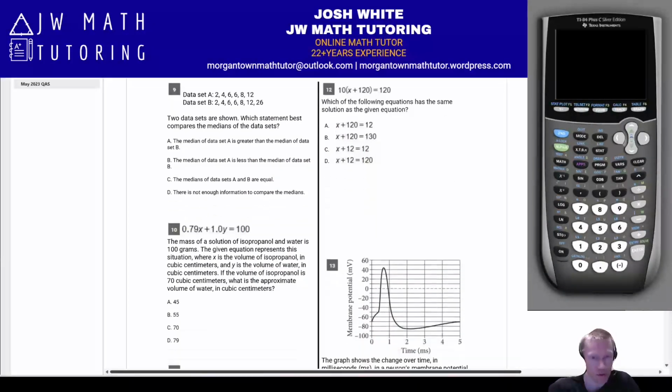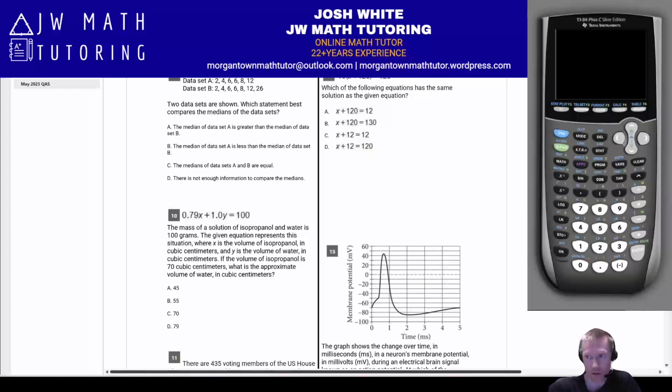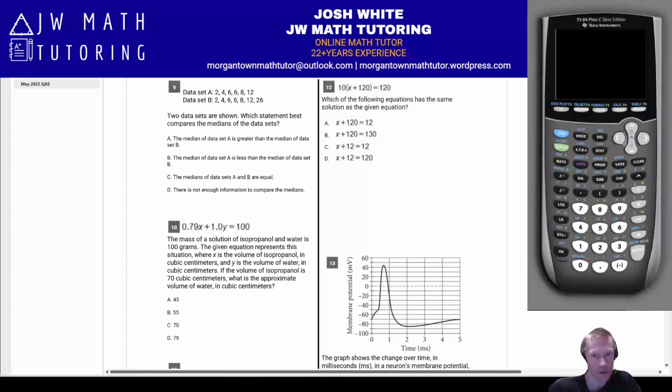Moving on to the next page, here we have some data sets for problem number 9, comparing the median of these two data sets. For the first one, notice we have 6 total items. That means the median is going to be the average of items 3 and 4. We take the third value and the fourth value, add them, and divide by 2. That would just be 6 and 6, so the median for the first one is 6.